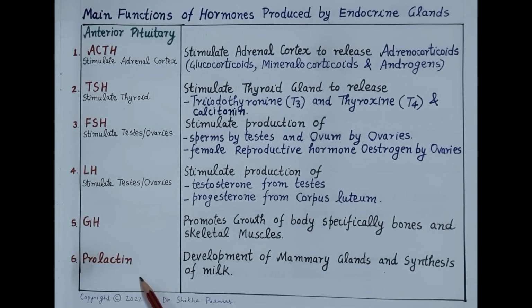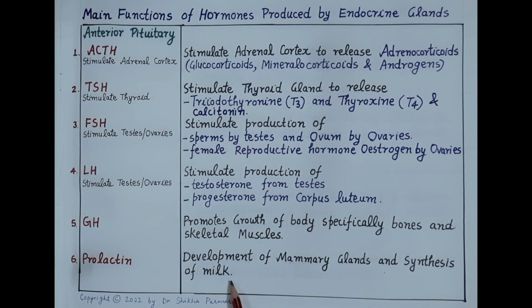Now, another hormone produced by the anterior pituitary is prolactin. Prolactin is essential for the development of mammary glands during pregnancy and synthesis of milk from mammary glands after childbirth. So, these are the hormones and their functions produced by the anterior pituitary.